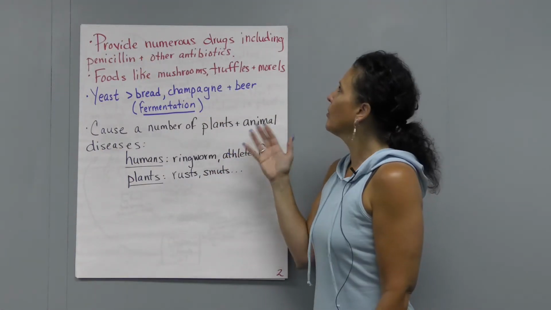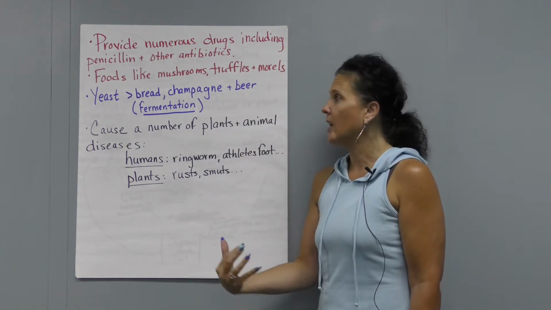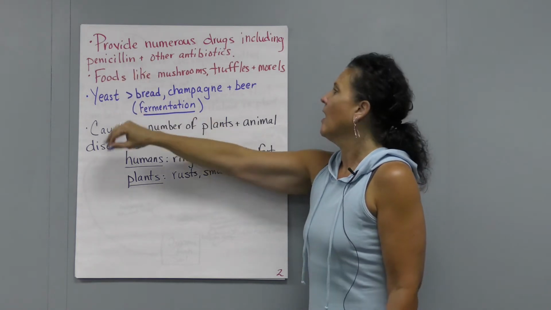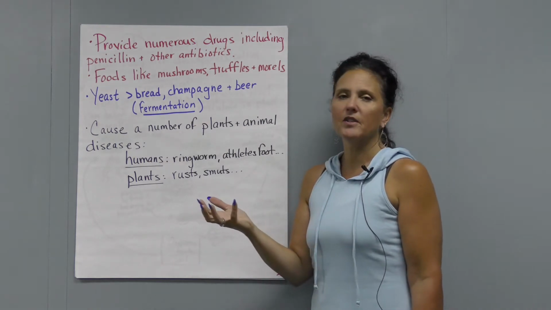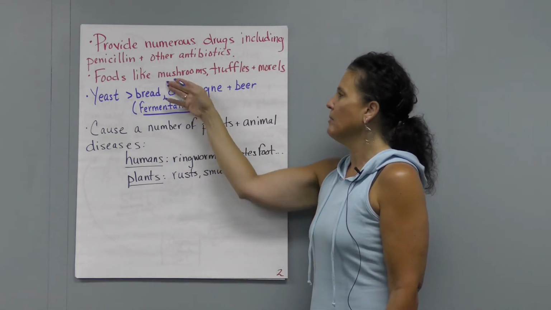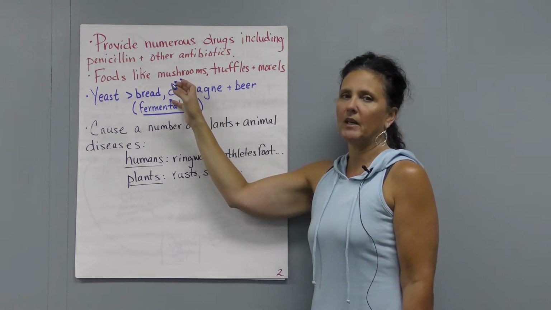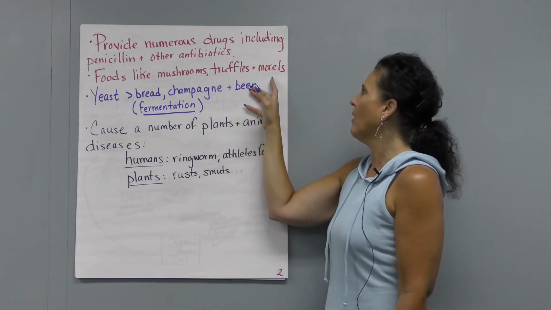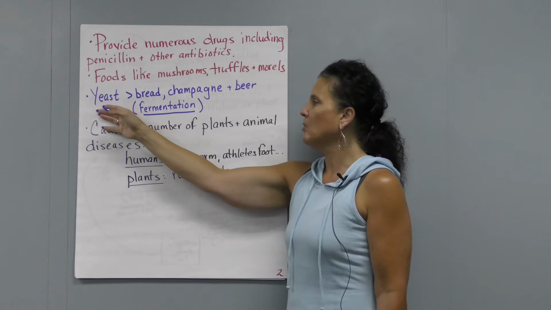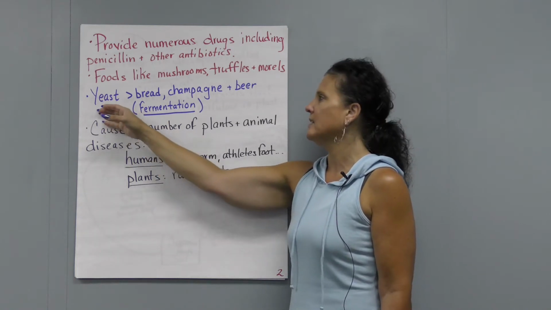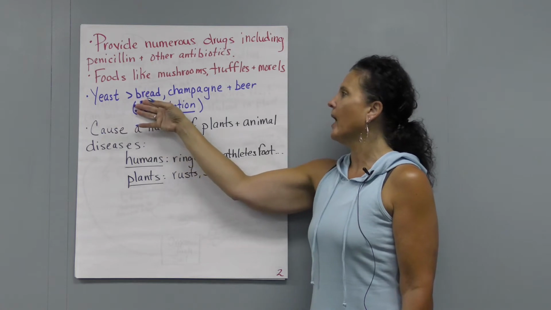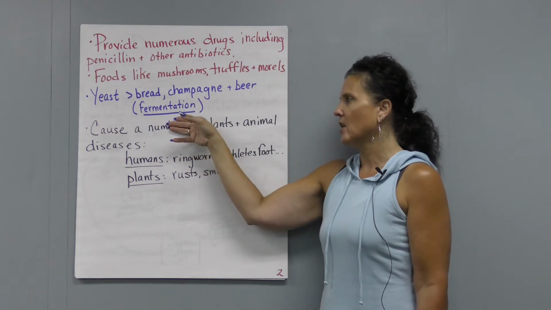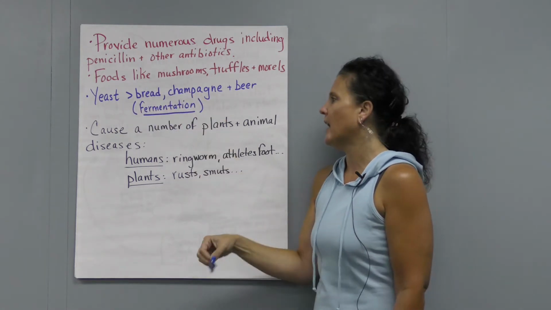They also provide us with numerous drugs, including penicillin and other antibiotics. Penicillin, most people know, comes from bread mold, and so mold is a fungus. Foods like mushrooms, truffles, and morels, a lot of these we see around here. People go out and pick mushrooms and eat them. You should never go out and just pick a mushroom and eat it because you don't know what it is. And then truffles, those are the ones that the pigs smell out, and then morels, they look like little trees, right? And then I was going to give this example, which we'll come back to in a little bit, of a yeast. We use yeast when we make bread, when we make champagne, when we make beer. And what we use it for is its fermentation properties, or this fermentation process. And we'll look at that in a little bit.